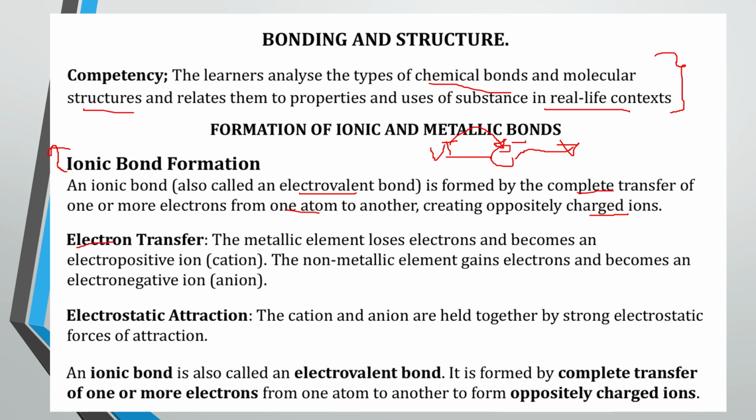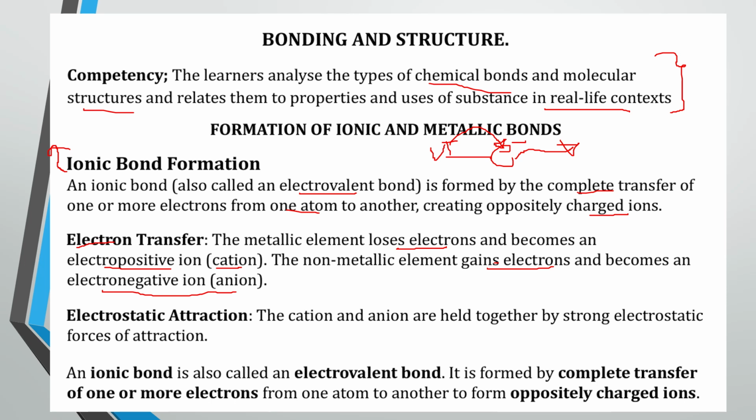Now proceeding, let's look at electron transfer. Here the metallic element is the one which is going to lose electrons and therefore becomes an electropositive ion, which I've just explained, which is called the cation. And then the non-metallic element is the one which gains electrons and then it becomes an anion. So an anion is that ion that has recently accepted electrons, whereas a cation is that ion that has recently lost electrons.